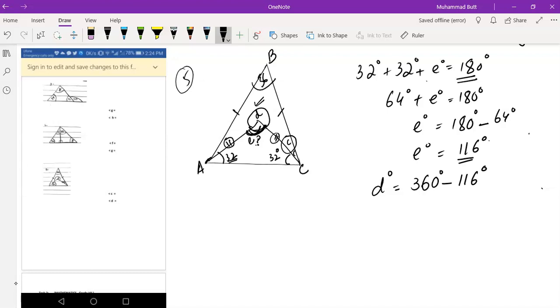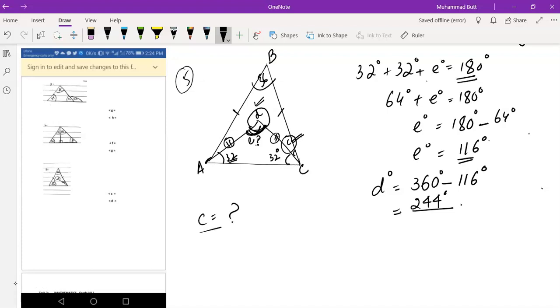So what will we do? We'll subtract 116 from 360 and you will get the value of angle D. It is 244. Now once we have found out the angle D, we'll come to the next point, and that is we have to find out the value of angle C over here. What is the value of C?